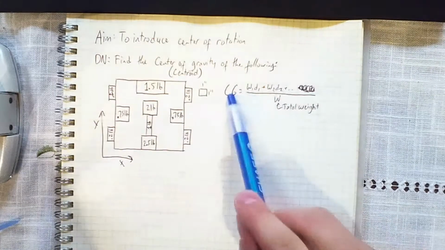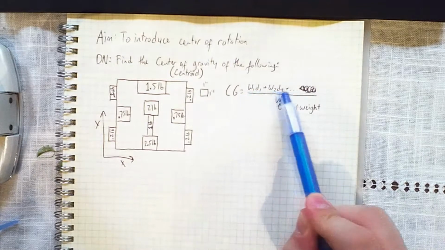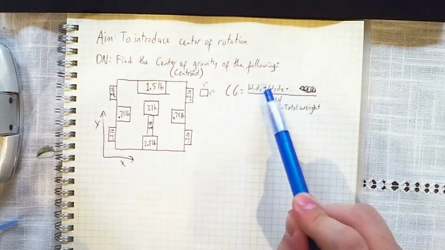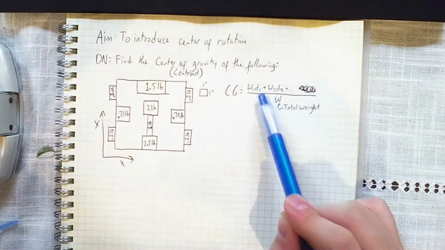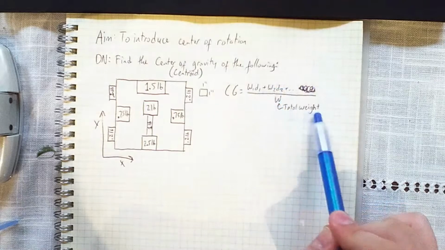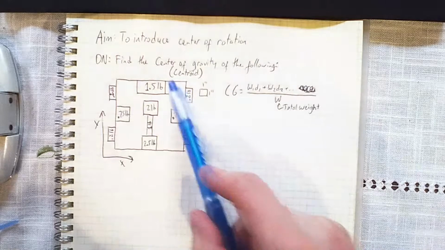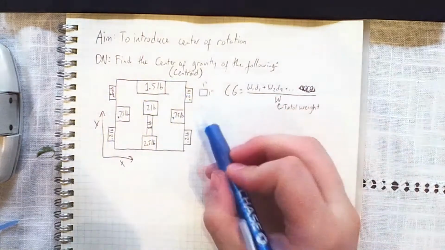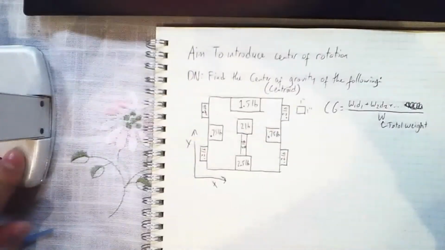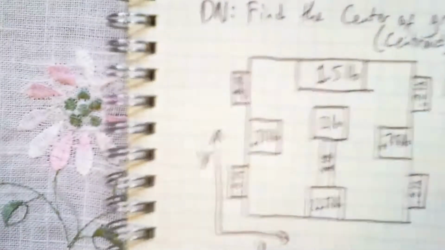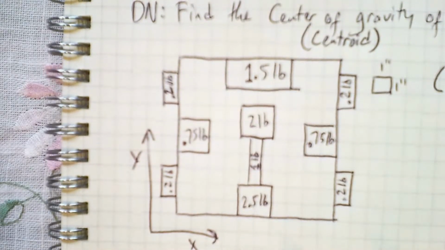And here's the formula as a reminder for center of gravity. You take each of the individual weights and multiply them by their distances from a certain starting point, add all those together, and divide by the total weight of the entire object. In this shape here, every box is 1 inch by 1 inch, so you should use that as your guide for the size of this shape.